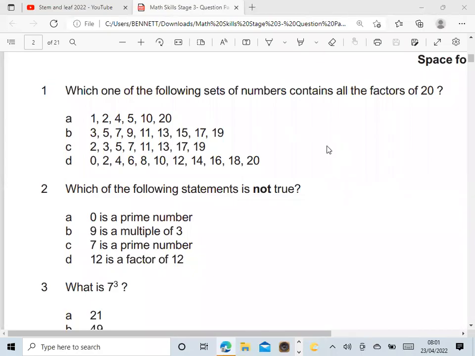All right. So let's begin. Question 1. Which of the following set of numbers contain all the factors of 20?